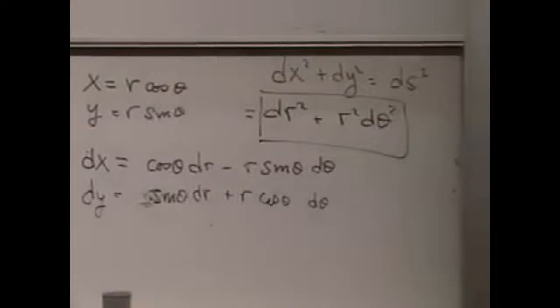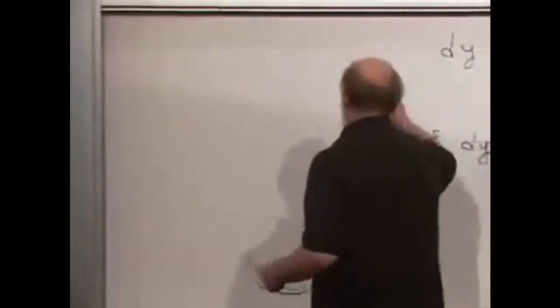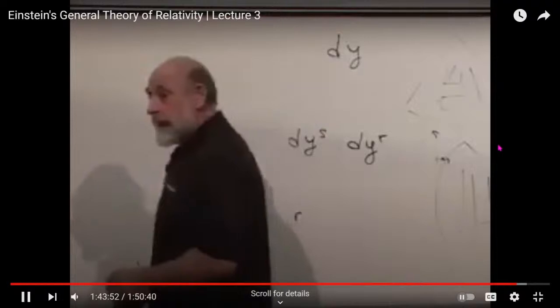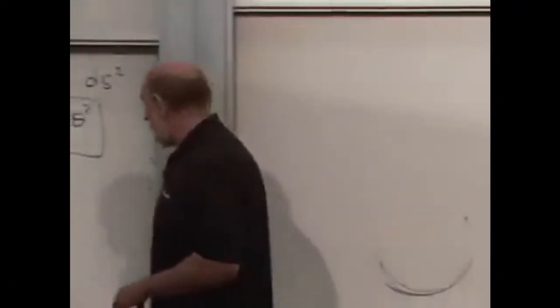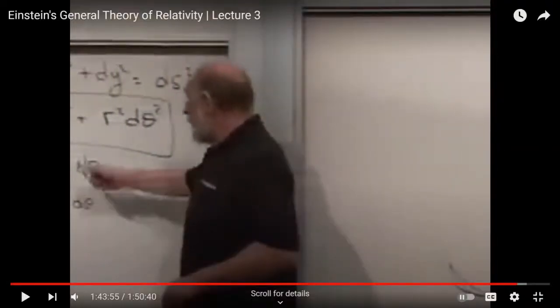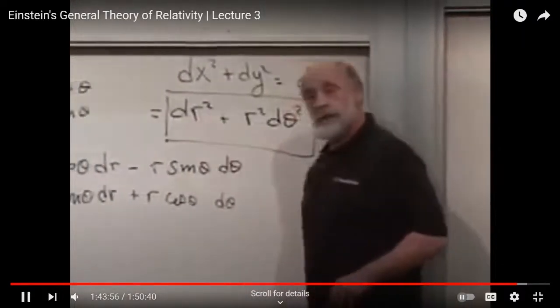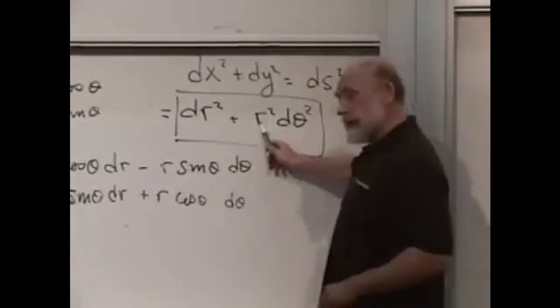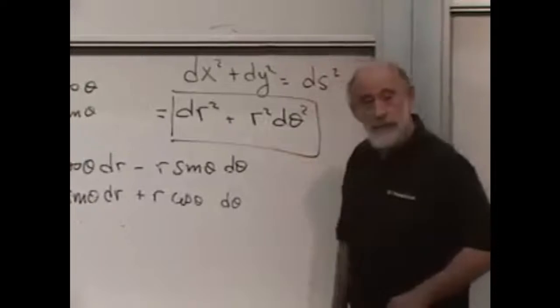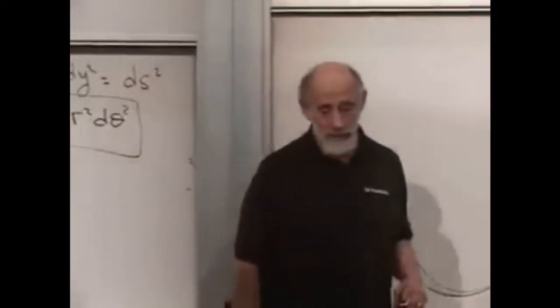Let's write down the components of the metric. The components of the metric are not now just zeros and ones. The coefficient here is 1, but the coefficient here is more complicated. It depends on position, depends on radius.